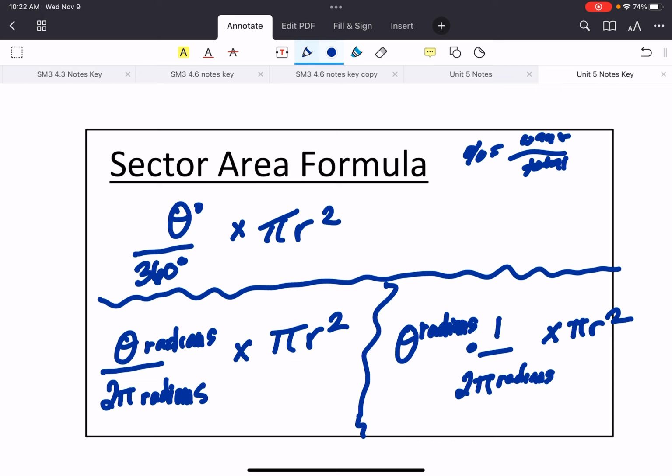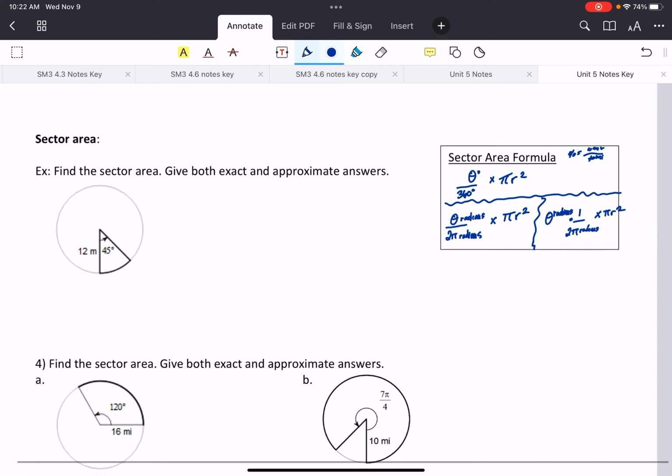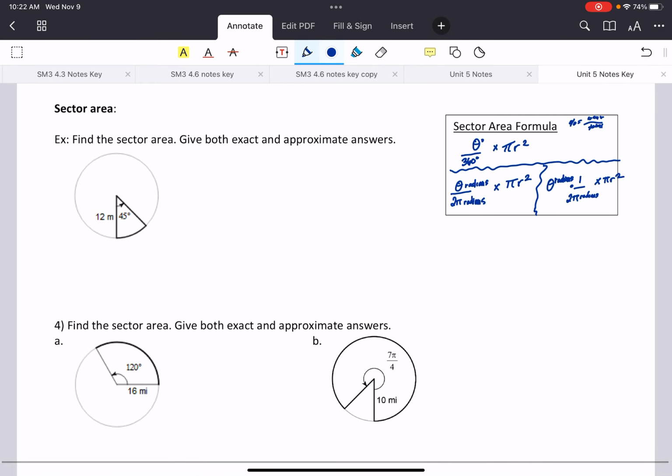Does everyone have that written down? Okay, let's put it in action. We'll do the degrees and we'll do the radians.